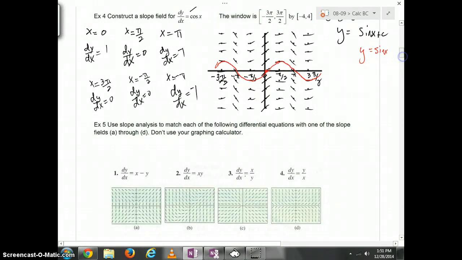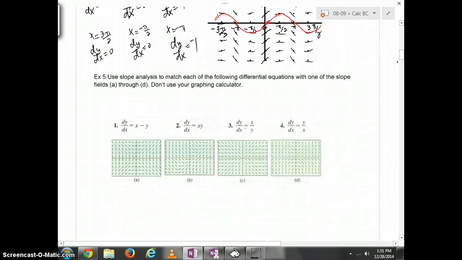Let's take a look at some matching for number 5. Use slope analysis to match each of the following differential equations with one of the slope fields. Don't use your graphing calculator. By the way, the fact that you're told not to use your graphing calculator, I am going to get you a program that can sketch these out. We'll talk more about that later.